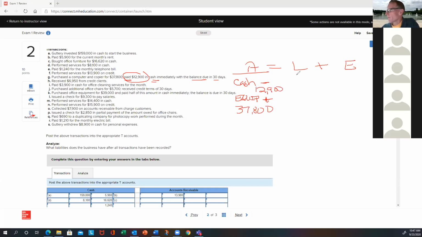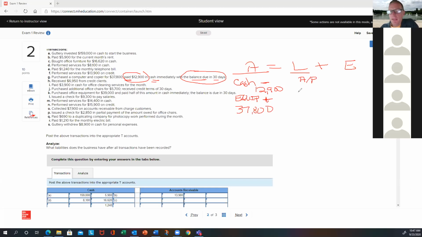And then can somebody tell me where the balance is going to go? Does anybody know? And I had to mute everybody because there was some noise in the background, but you can always unmute yourself. Does anybody know when it says balance due in 30 days, what does that mean? Accounts payable. Very good. That's accounts payable.